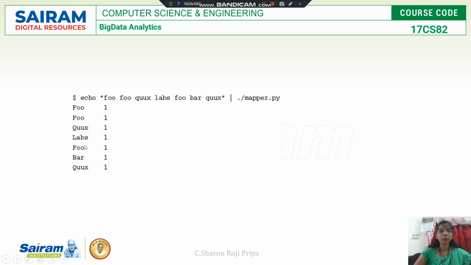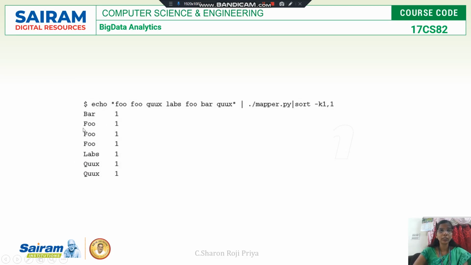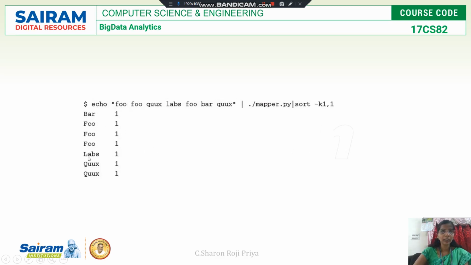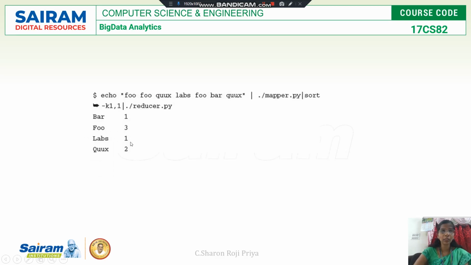In the reducer part, what I have to do? I have to find the aggregate. If you take foo, how many times is it there? 3. So the reducer should tell foo, 3. Right. Then it should tell bar, 1, labs, 1, quicks, 2. So this is the output of my reducer script. Right, so the reducer should tell like this.